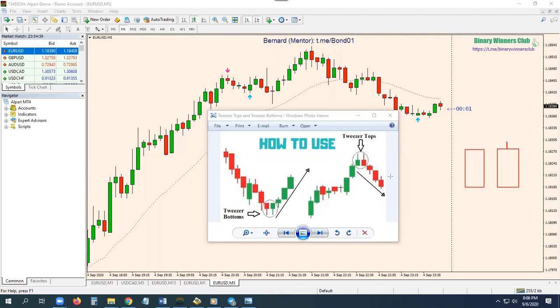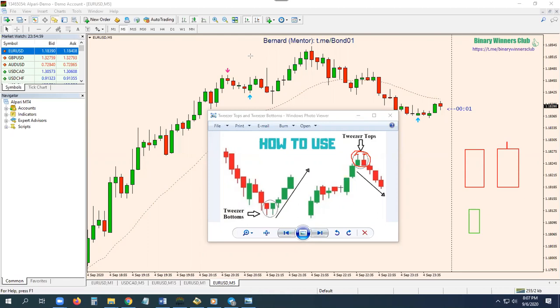The high price for candle number one must be the same as the high price for candle number two. If you look at what we have here, that's exactly a representation. This high price is the same as this high price. That is a tweezer top. It also means you can actually have a tweezer top that looks like this. You can have a tweezer top that looks like that.